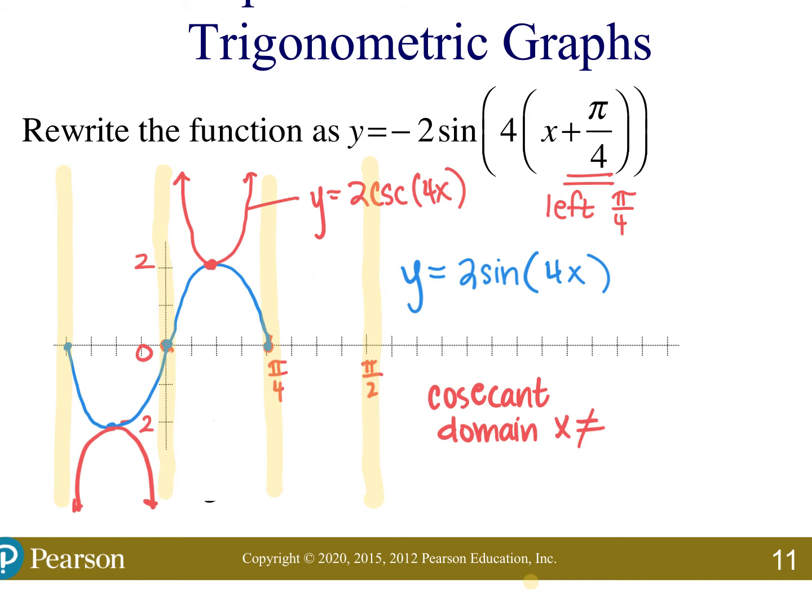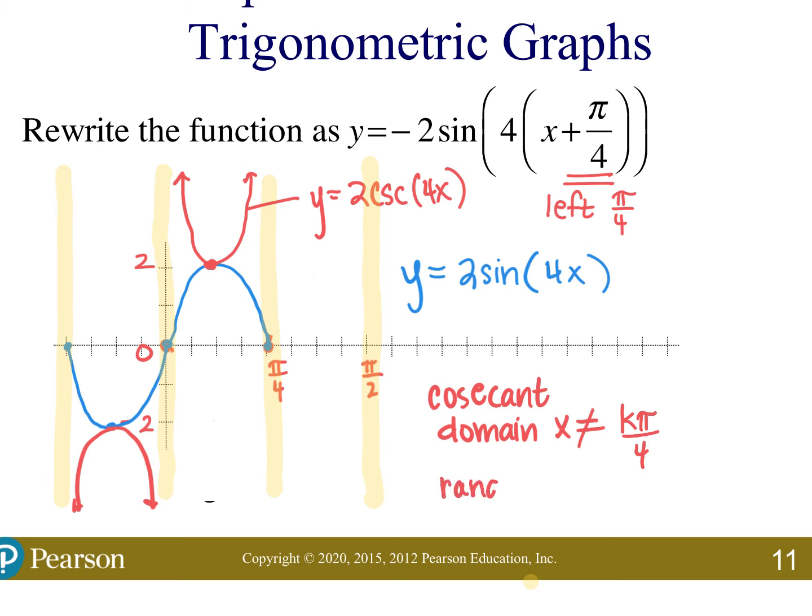So when you write your domain, you say x not equal to k pi over 4. That means every spacing between the asymptotes is a version of pi over 4. But the k represents that it just keeps moving down the x-axis, both forward and backward. So figure out the space between your asymptotes, and that's how you write your domain.